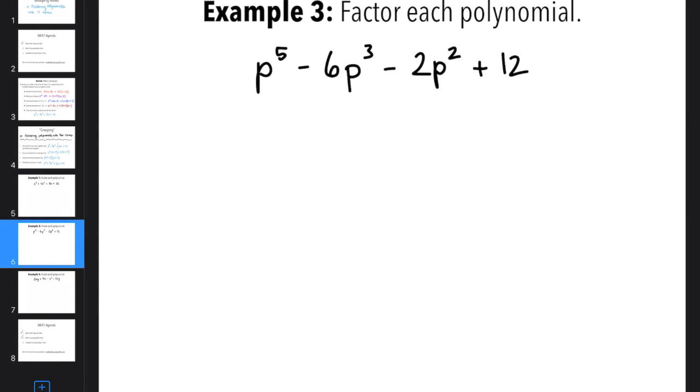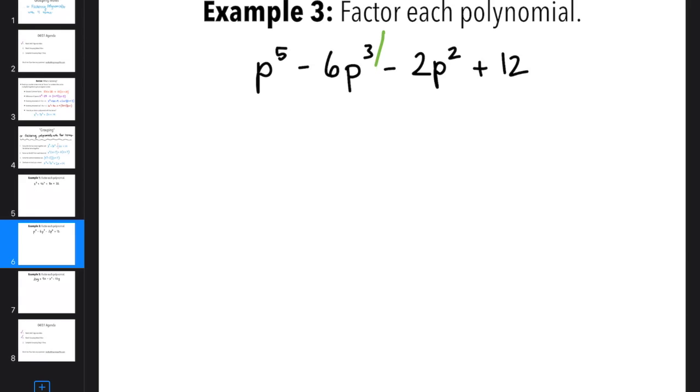All right, let's look at another example. Factor each polynomial. I have p^5 minus 6p^3 minus 2p squared plus 12. I'm going to take a drink of coffee real quick. Okay, first step, divide my polynomial in 2. All right, looking at my first half, what is my greatest common factor?